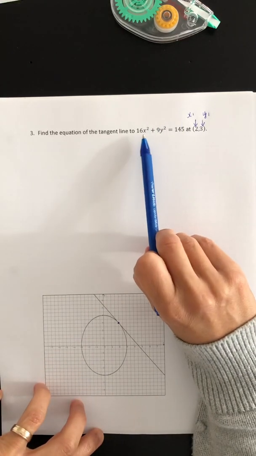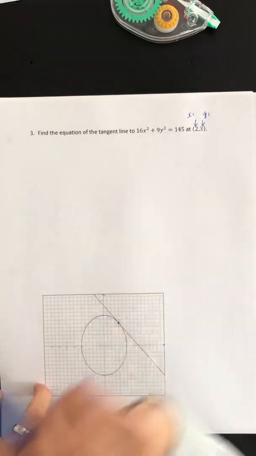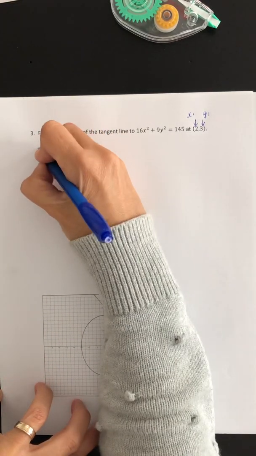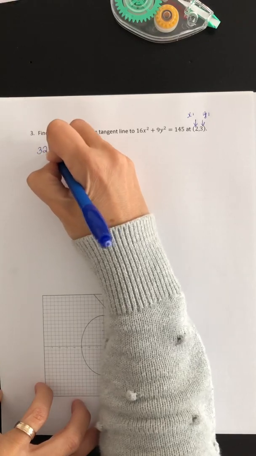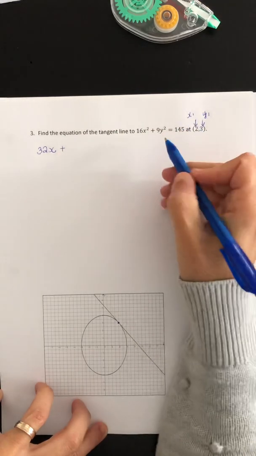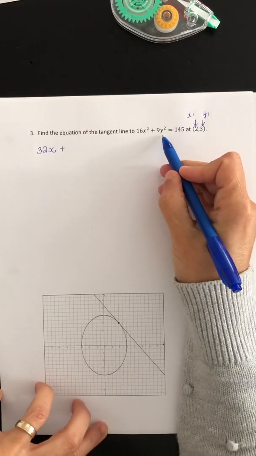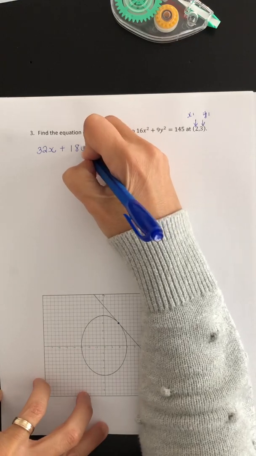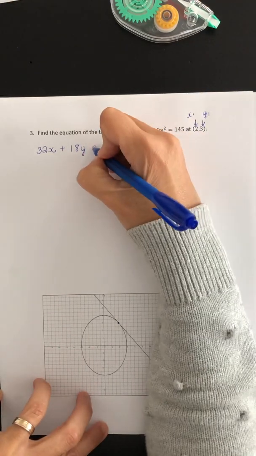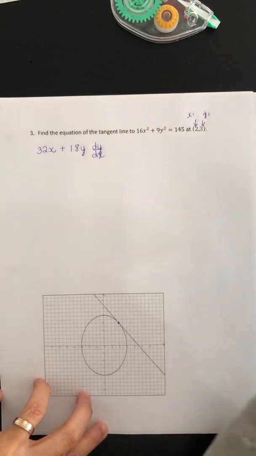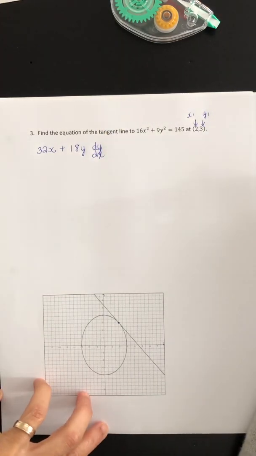We're going to take the derivative term by term, left to right. So let's start here with 16x squared. Its derivative is 32x. We put in our plus sign. Now, what is the derivative of 9y squared? Well, it's 18y times dy by dx, or 18y times y prime.